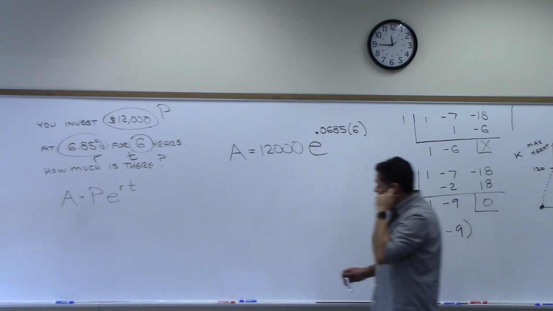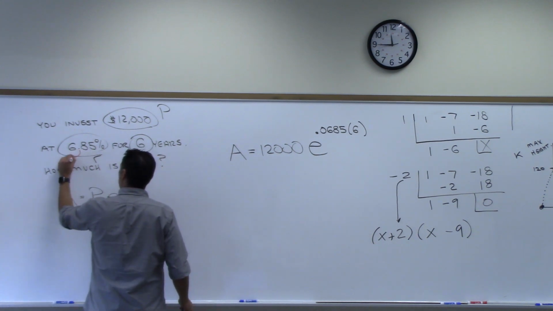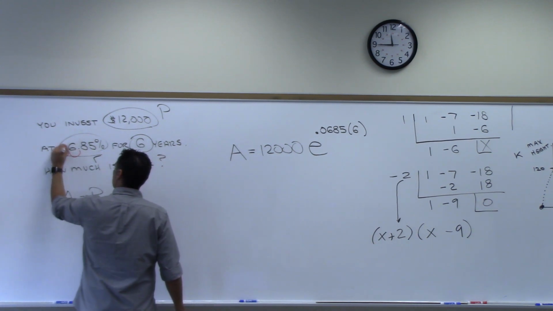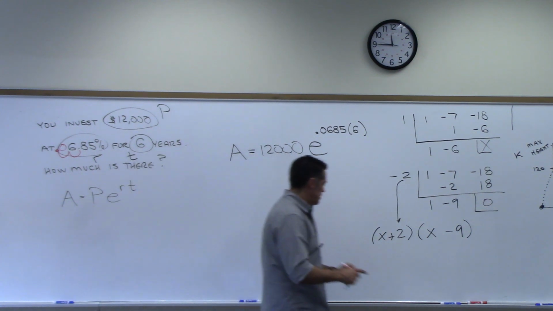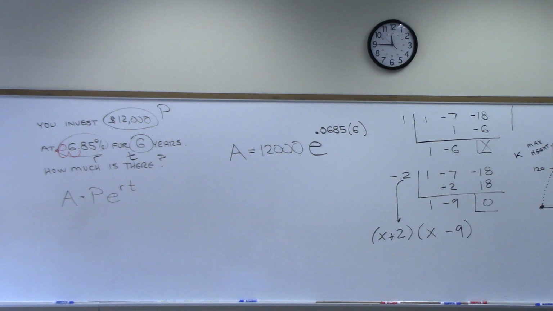How do you convert a percentage to a decimal? Move the decimal 2 places to the left. That's why I have a 0 in front of that 685. If you forget that step, it's going to be wrong, and you'll know because your answer will be huge. You'll have this huge number. Our answer should not be like $2 million, all right?